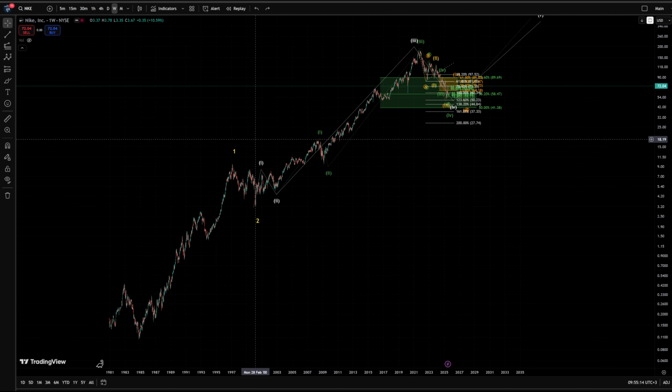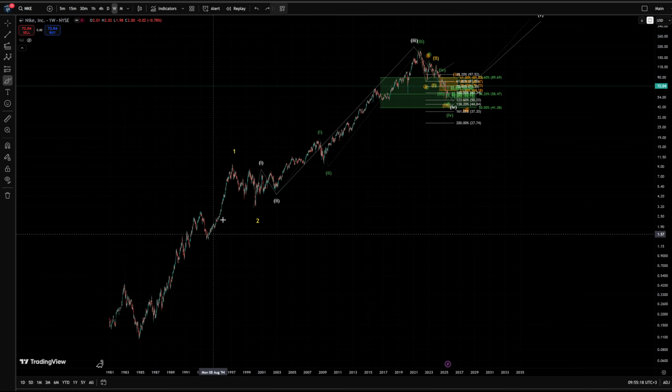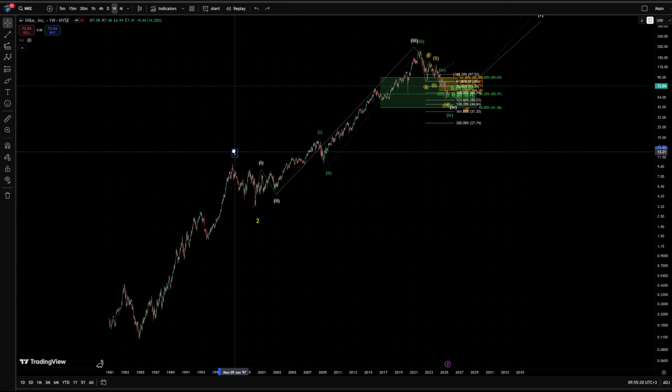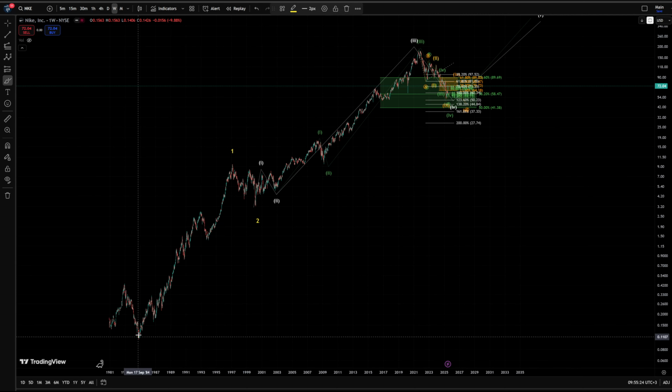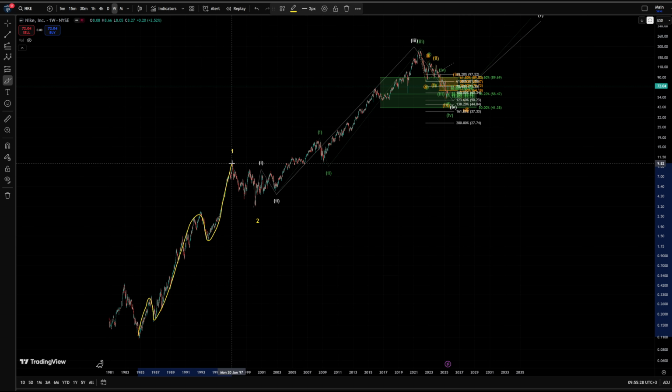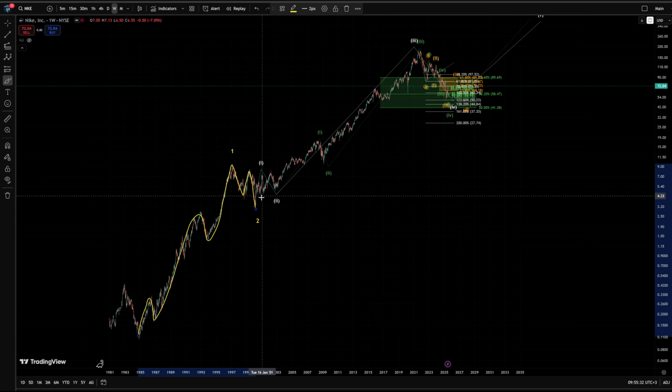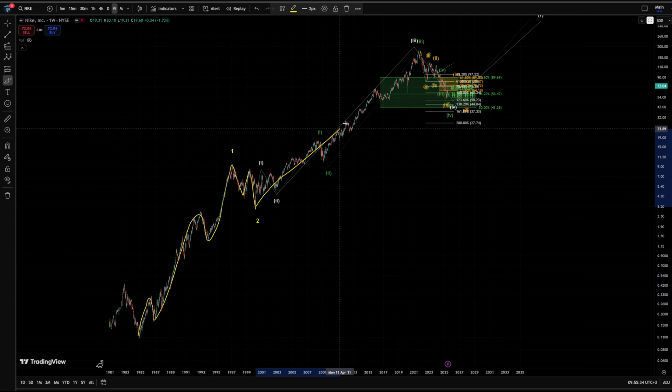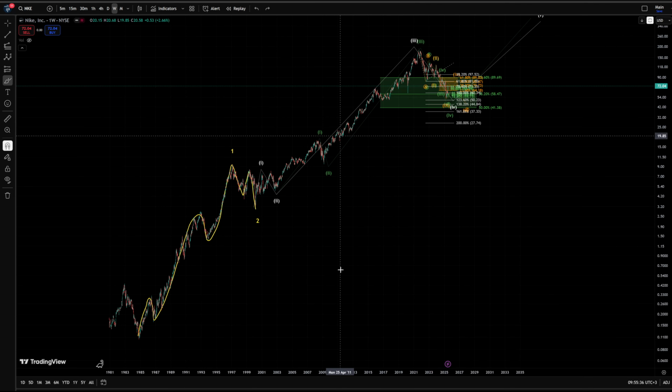Today we are looking at Nike, and in the large time frame we had a possible wave 1 that either ended here or here, but for this way we have a 1, 2, 3, 4, 5, and then in wave 2 in 3 waves A, B, C, after which we resumed the trend to the upside.